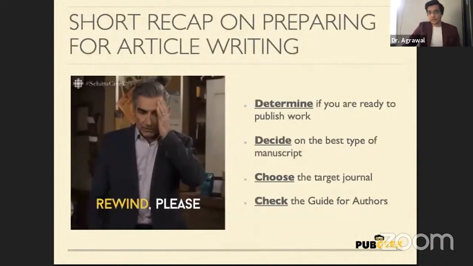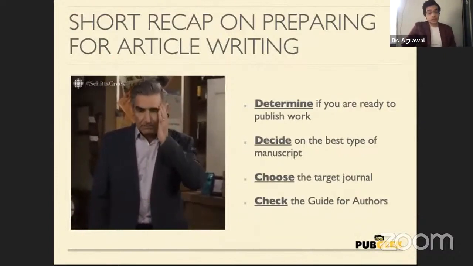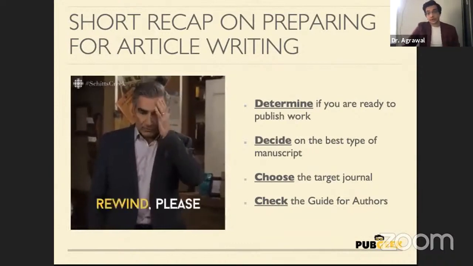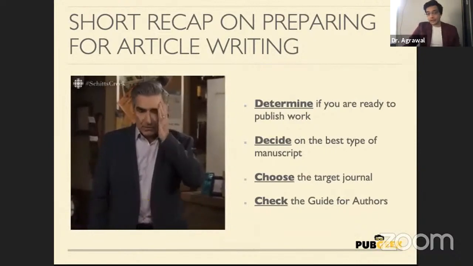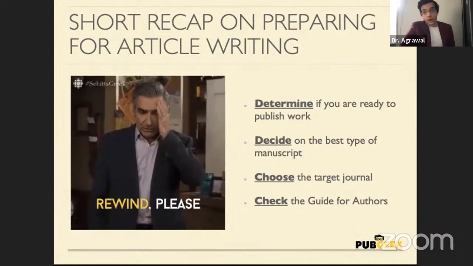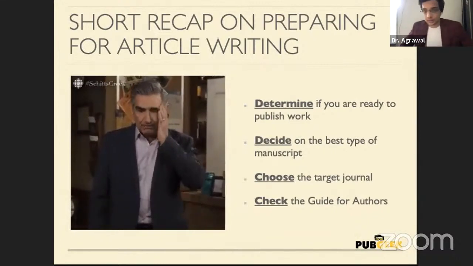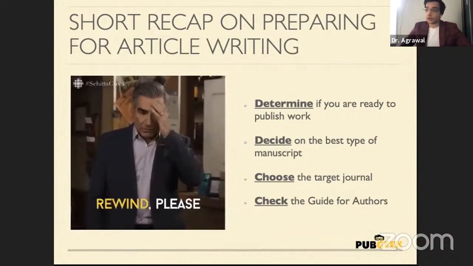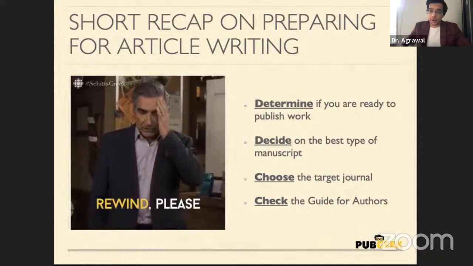So a short recap: determine if you are ready to publish your work, and if your work is good enough to be published, if you have no data or very minimal data errors which do not fudge your results. Decide on the best type of manuscript, whether you need to write a review article, a case series, a case report, or an original article. Choose what article is the best type for you. Choose the target journals and check the guide for authors for information about the layout and what you exactly need when you're writing your article.